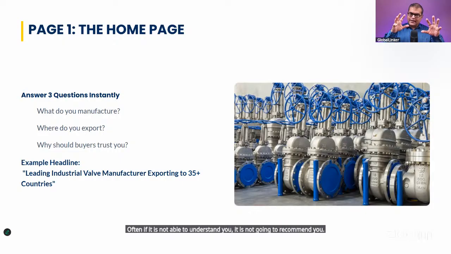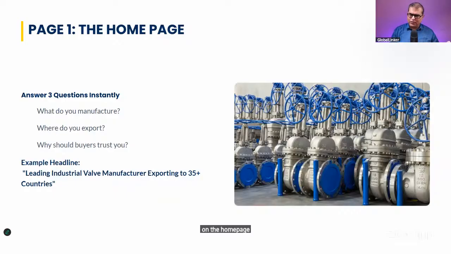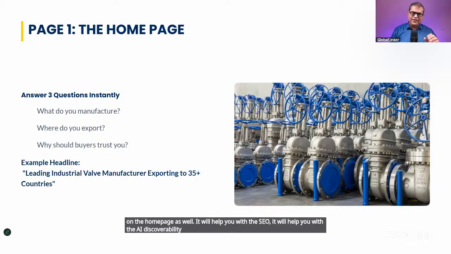So that's where you should try to have at least 200-300 words worth of content on the homepage as well. I'll repeat that. Try to have at least 200-300 words of content on the homepage as well. It will help you with the SEO. It will help you with the AI discoverability as well, right? And keep this in mind, that if someone is coming to your website, on the homepage itself they should be able to understand all these three points.